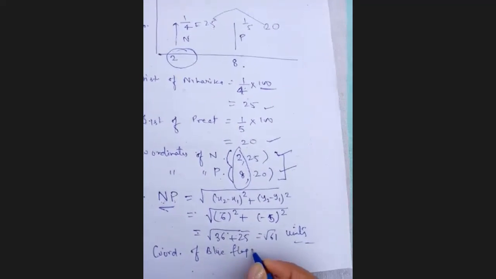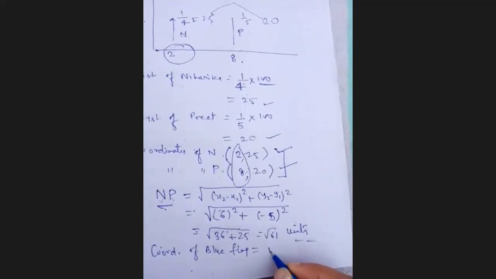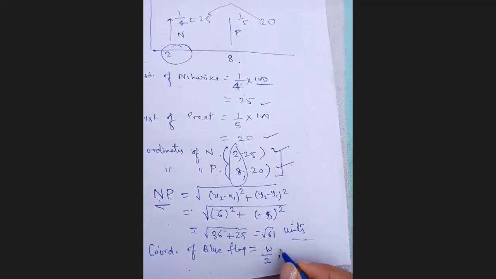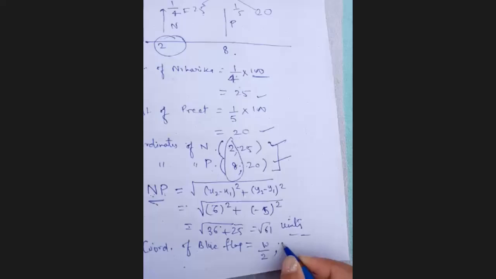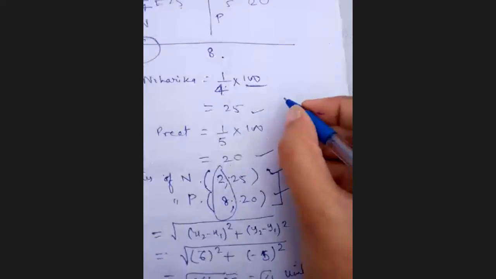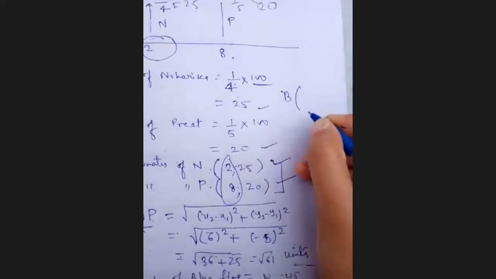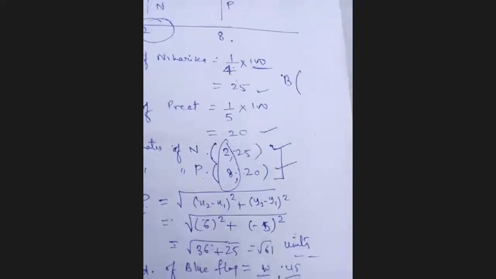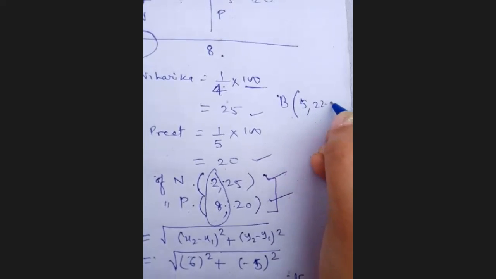ये जो directly क्या होंगे? This 8 plus 2 upon 2, which is 10 upon 2. Yes, and next will be what? 25 plus 20 कितने होंगे? 45 upon 2. So what are you getting? What you are getting as coordinates of blue flag. Blue flag की जो coordinates होगी वो क्या होगी? 10 upon 2, which is 5. 5 and 22.5. Okay, 5 and 22.5.